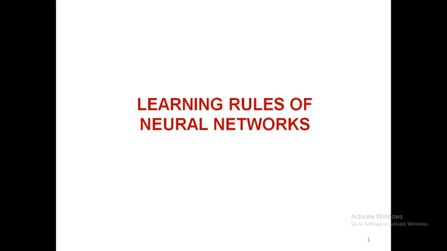Good afternoon all. In the last session we saw the limitations of the single layer perceptron, and then we went to the multi-layer perceptron, the credit assignment problem, and the error correction learning method. Today we will see another type of learning rule of neural networks: Hebbian learning rule.